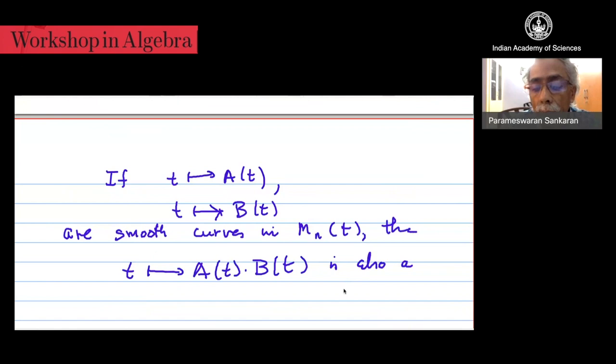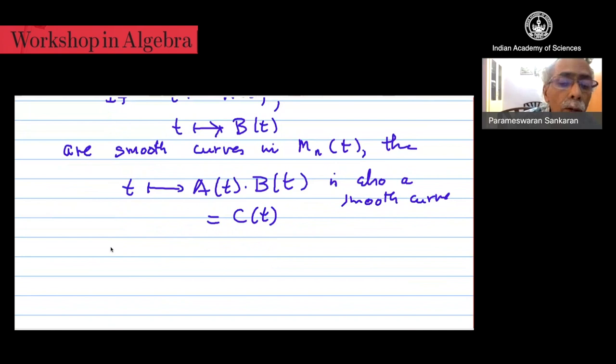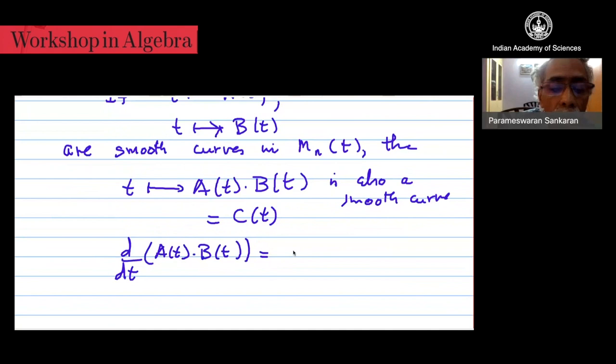Smooth curve. And let us simply write this as c(t). Okay, this is, let us just denote this as c(t). Then the question is, what is the derivative formula for the derivative of c(t)? So d/dt of c(t), which is just a(t) times b(t), is equal to... this is the formula or lemma.